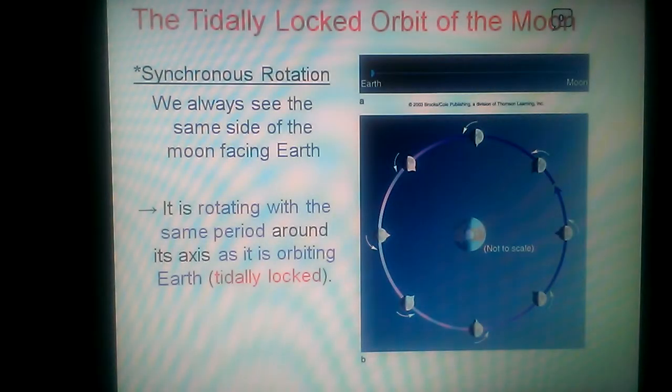Now, we are always seeing the same side of the moon because we're in what's called a synchronous rotation, which means the moon's speed of rotation and revolution are equal, and we're always looking at one side. So that's just showing you, as it goes through its phases, the part that we actually see.